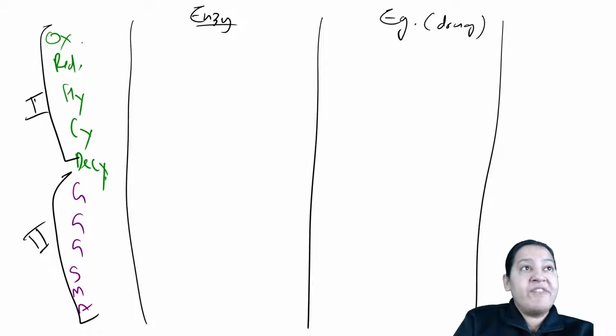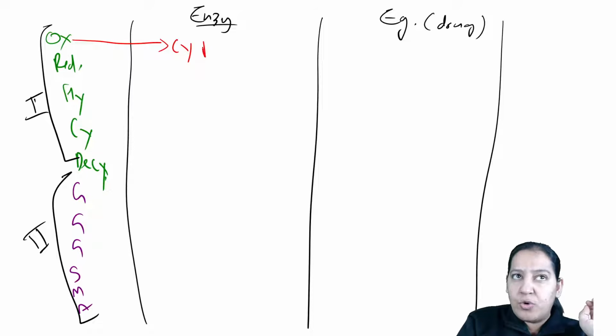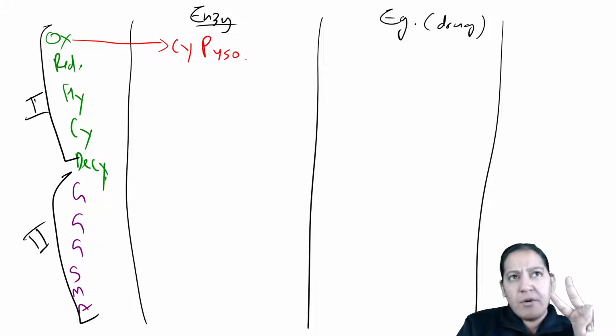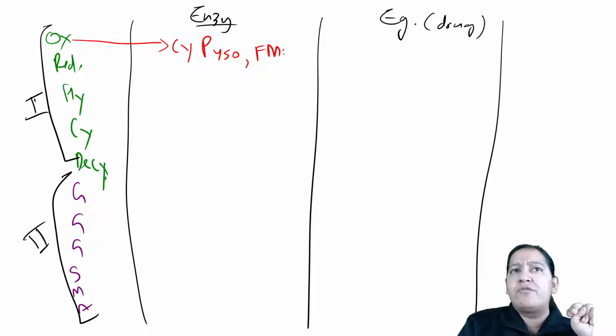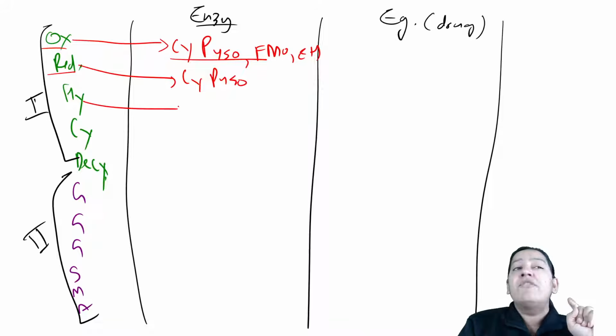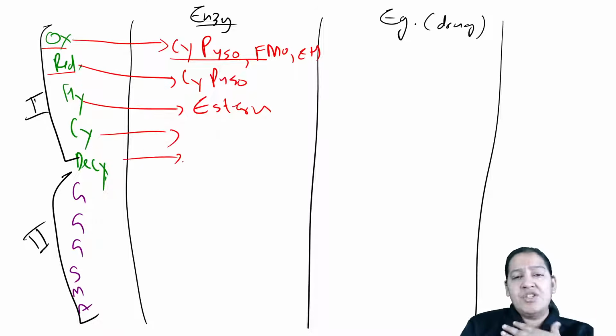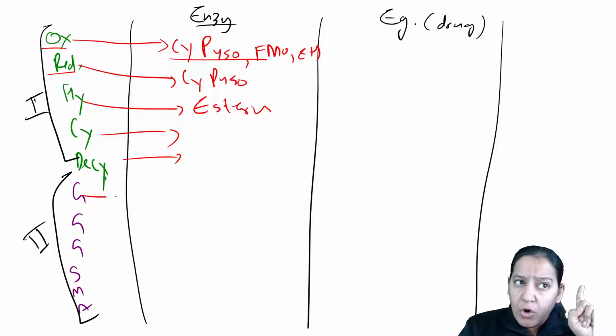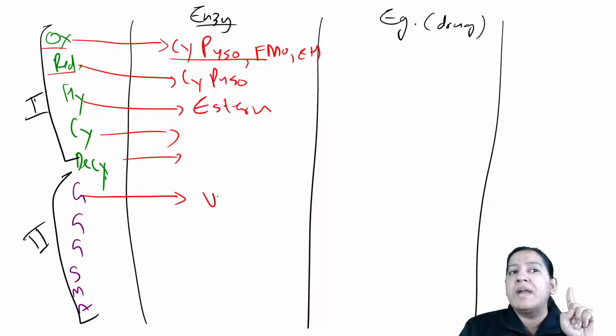Now, from phase 1, the most important is oxidation and the enzyme responsible here is cytochrome P450. Apart from it, two other enzymes were there, FMO, which I have told you, and EH, but most important is cytochrome P450. Cytochrome P450 is responsible for both oxidation as well as reduction. For hydrolysis, you require the enzyme esterase. Cyclization, decyclization, I don't remember. For glucuronide conjugation, you require the enzyme UDP.